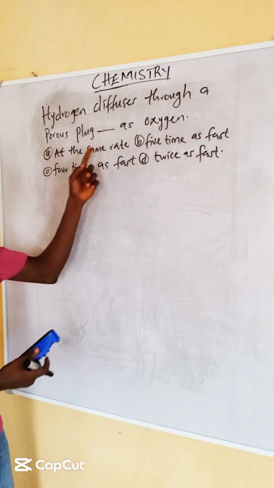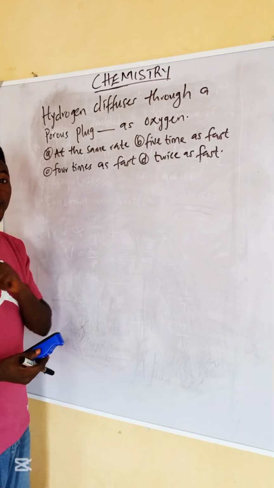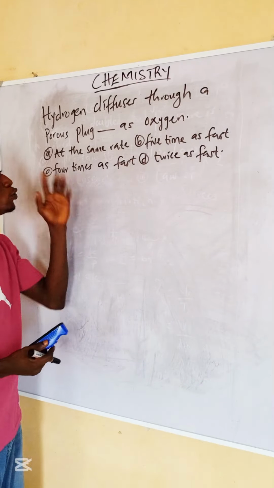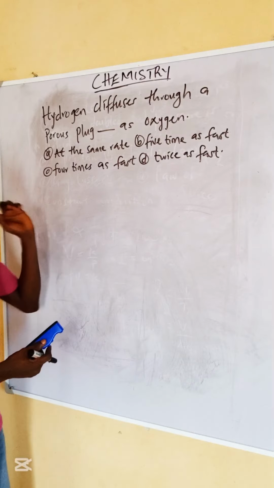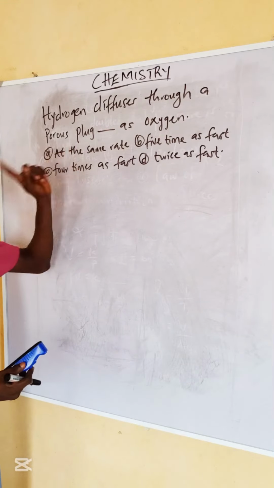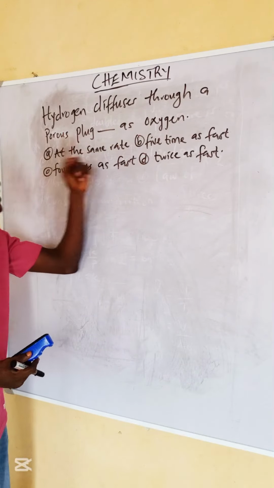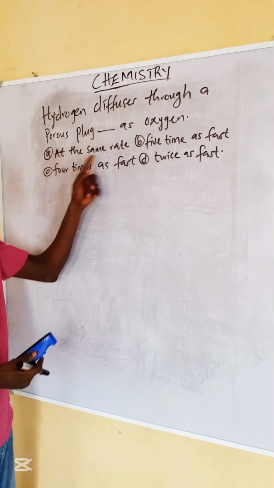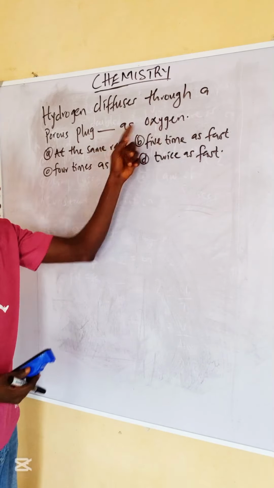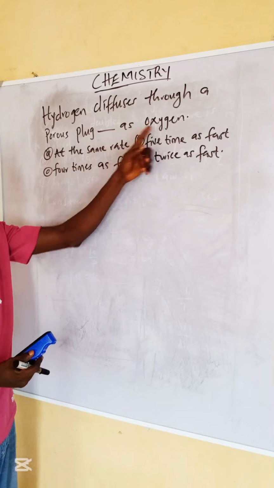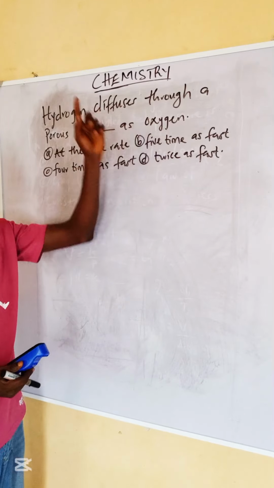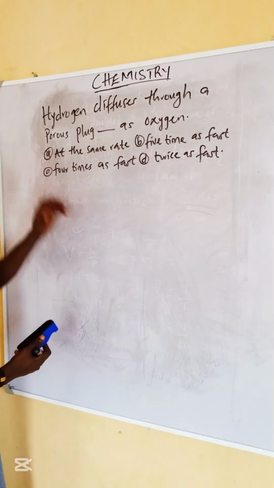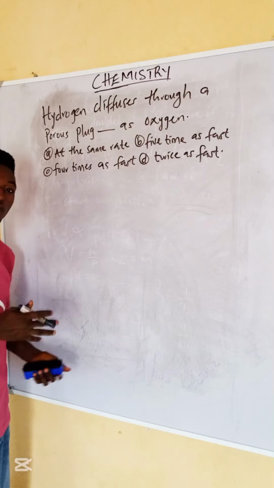Viewers, suppose you see this question in your next exam, maybe JAMB, WAEC, or NECO, how do you answer this question? If you look carefully, this question says hydrogen diffuses through a porous plug dash as oxygen, and you are given these options: A, at the same rate as oxygen; B, 5 times as fast as oxygen; C, 4 times as fast as oxygen; D, twice as fast as oxygen. You should know that this question is from Graham's law of diffusion.